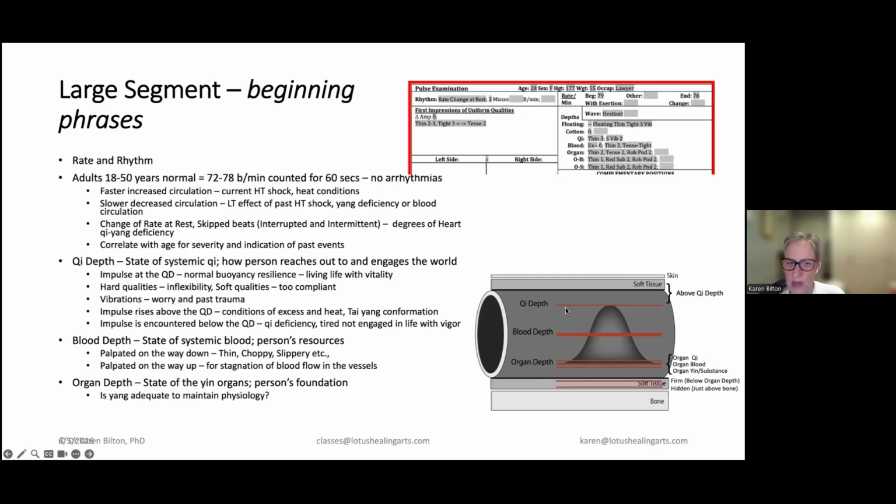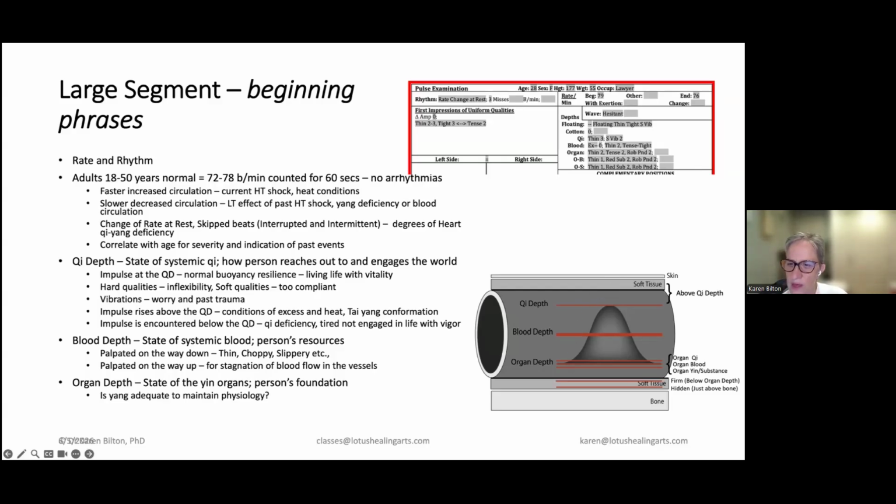Now, if we have vibrations, smooth vibrations or rough vibrations, then that's giving us information about worry and past trauma. Now, if we have an impulse that rises above the chi depth, then we know that we're talking about conditions of excess and heat. And we're talking about our Tai Yang conformation too, if there's the floating quality.